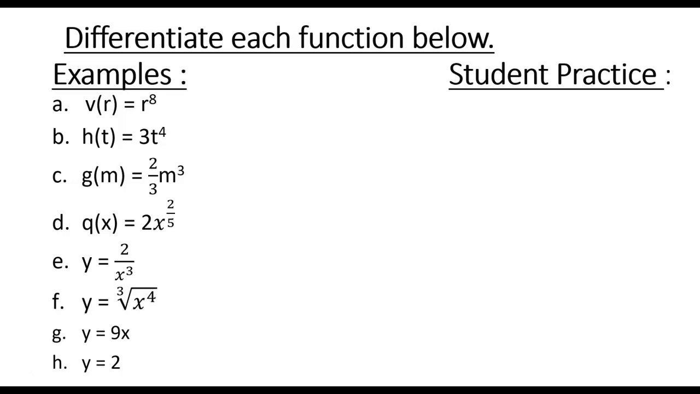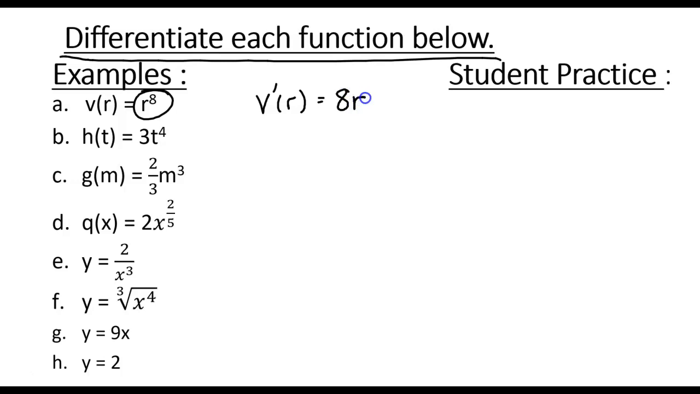All right, so let's go into the first one. I'm being asked to differentiate each function below. So I'm going to find V prime of r. Okay, how do I do that? Well, this is a power function. And with a power function, all you do is you take the exponent and you put it in the front, and then you subtract 1 from the power. And there we have it. Another way I could have written this, by the way, would have been like this.